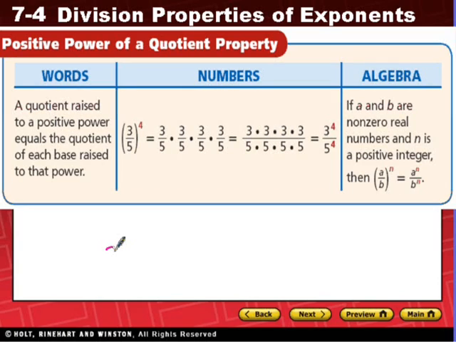3/5 raised to the 4th power is really 3 to the 4th power over 5 to the 4th power. And as long as that fraction starts out reduced, it's never going to cancel any more than that. Okay, pause it if you need more time.